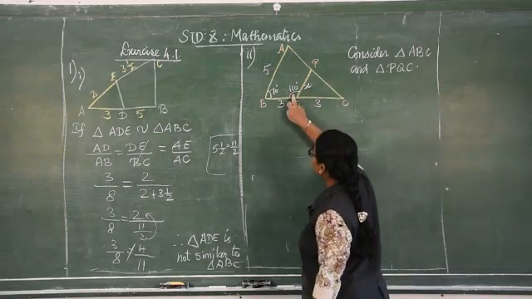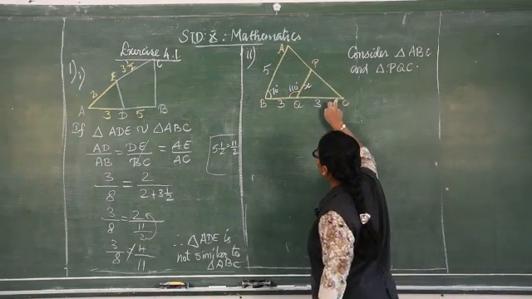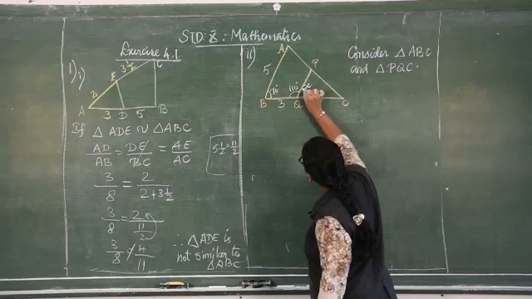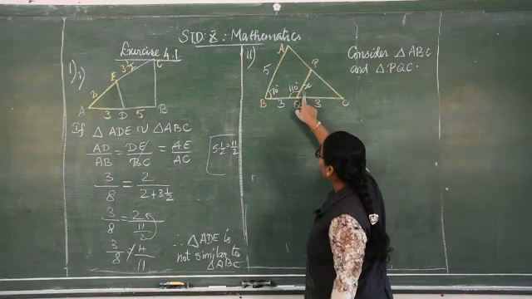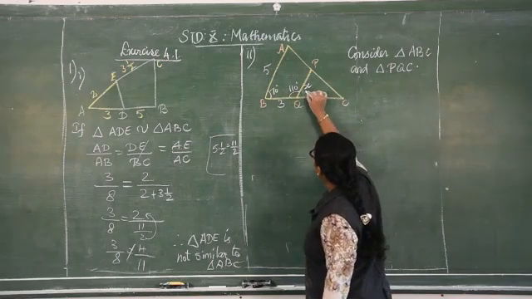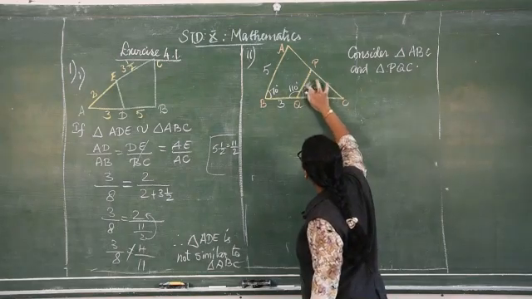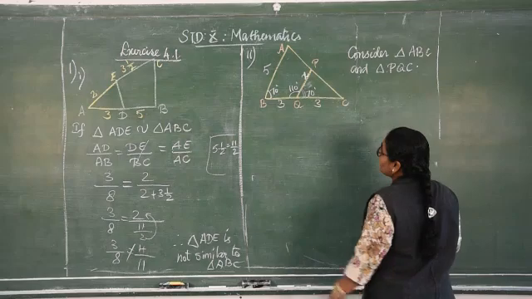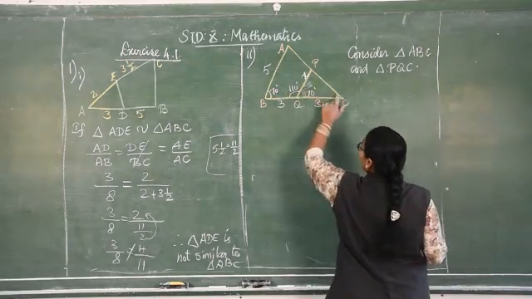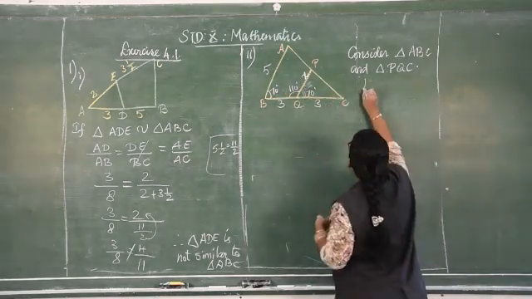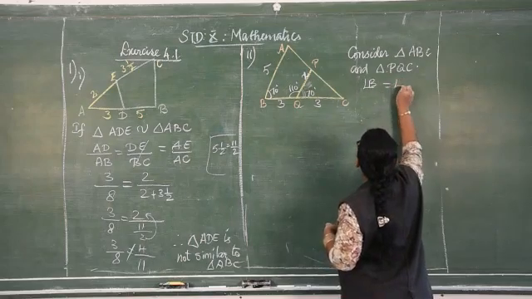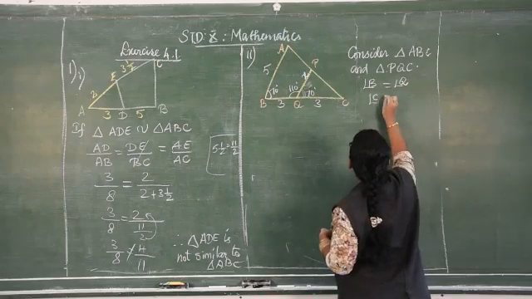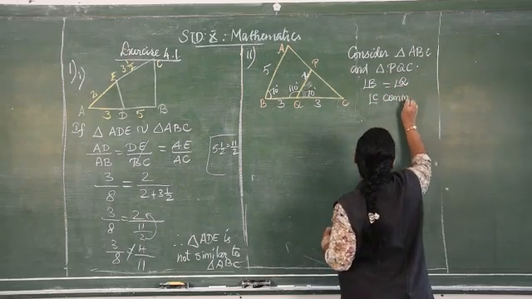This angle is 110. This is a straight line. What angle will it be now? When you add, you will be getting 180 degree. So this will be your 70 degree. This is your 70 degree. So in the two triangles, C is the common angle. Measure of angle B is equal to measure of angle Q, and measure of angle C is common.